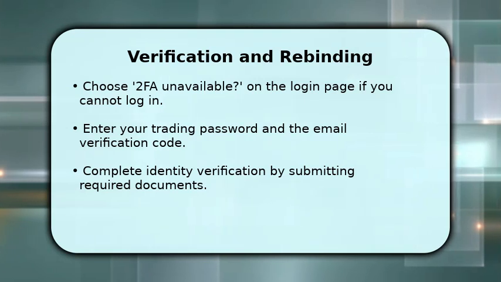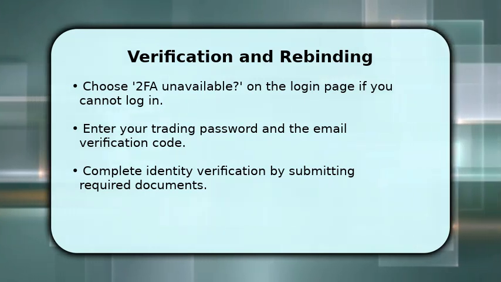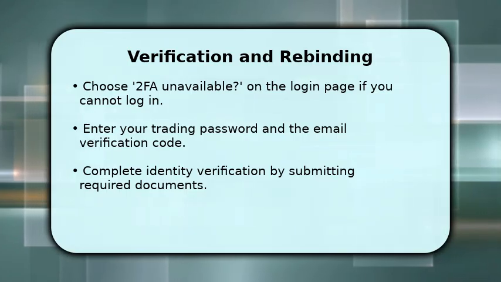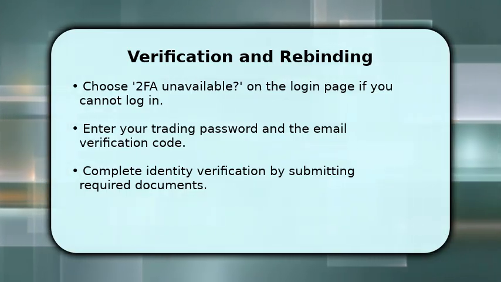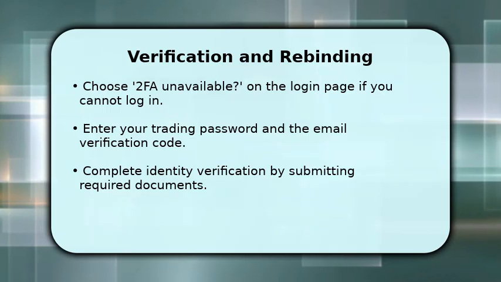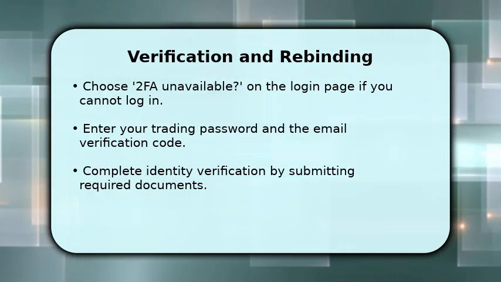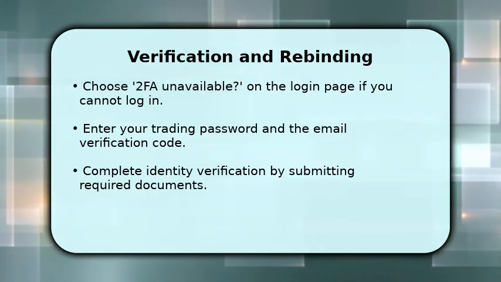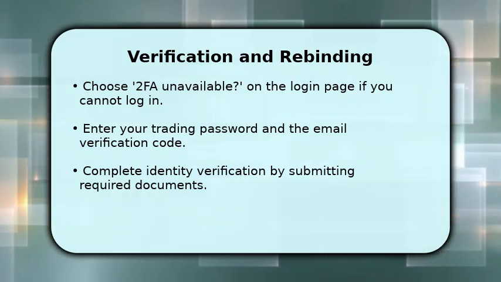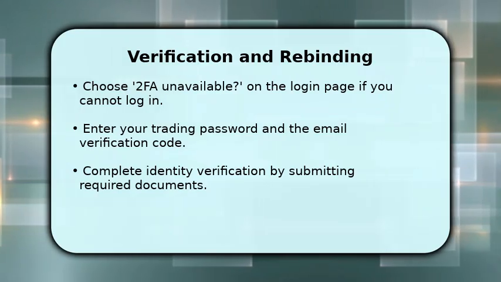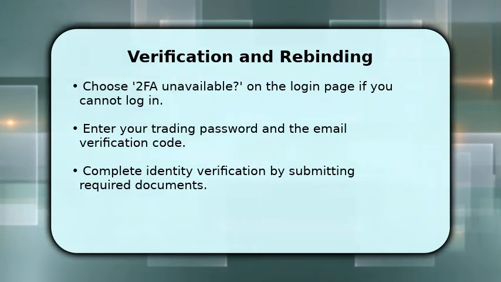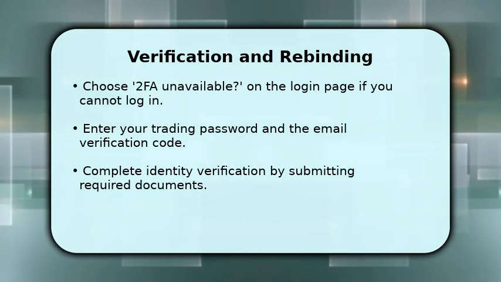If you've lost access and can't log in, select the 2FA unavailable option on the login screen. You'll then need to provide your trading password and an email verification code sent to your registered email. Following this, you must complete identity verification by uploading photos of your ID and a selfie. This ensures only you can access your account and helps protect your assets.